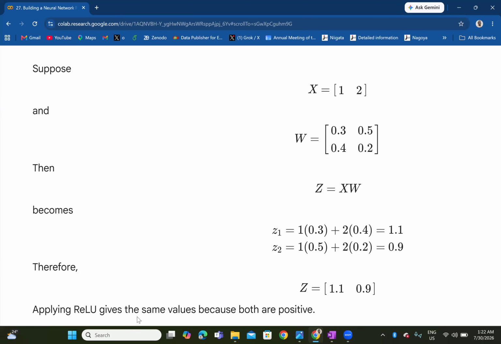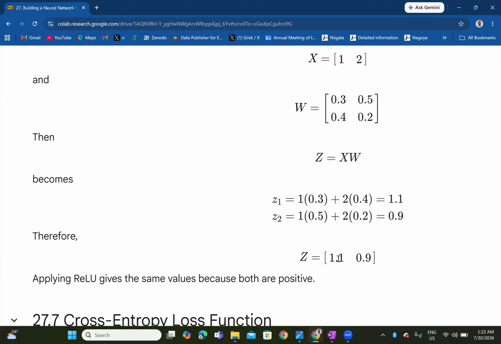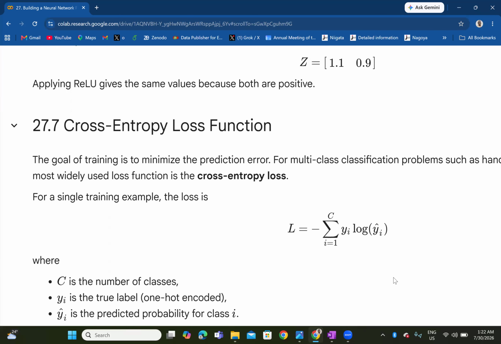Applying ReLU gives the same values because both are positive. So if I apply ReLU here, that's the rectified linear unit activation function, you get 1.1, 0.9. So that's what you get in that case.